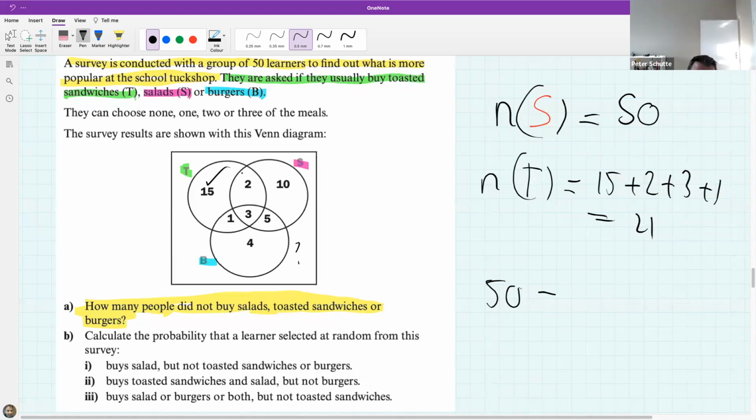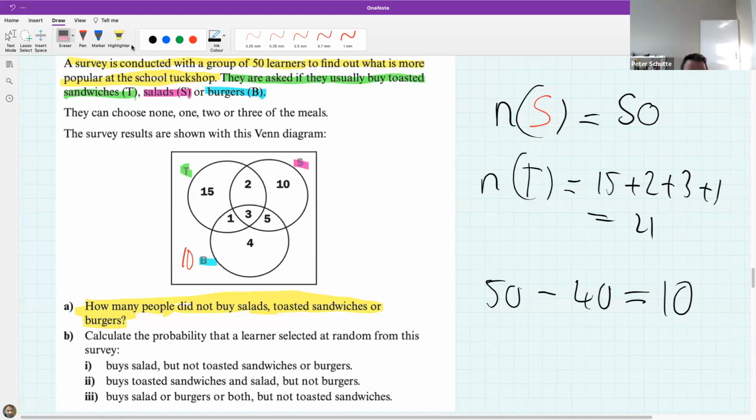So I go 17, 18, 21, 31, 36, 40, and I go 50 minus 40 is 10. And so there must be 10 students who don't eat any of these. They're not in T, S, or B.